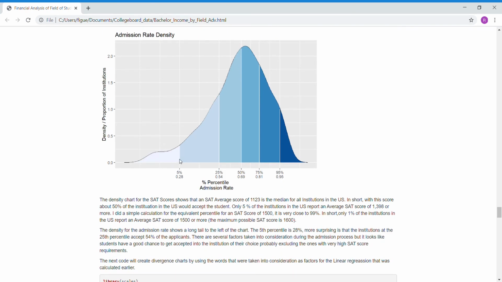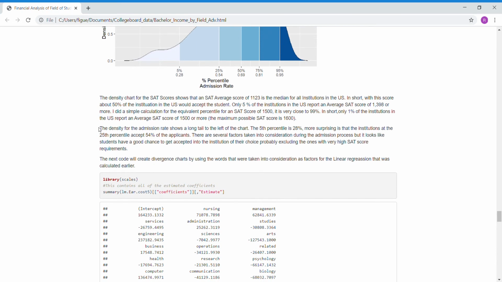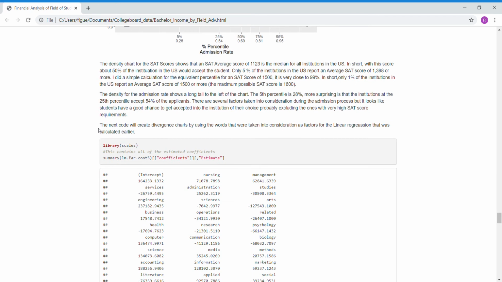There is a long tail to the left, which seems interesting. Even the institutions in the 5th percentile that are the most difficult to get into accept 28% of the applicants, and 25% of the more prestigious universities or institutions are going to accept more than half. So read through this when you get a chance. This file is going to be available for download.